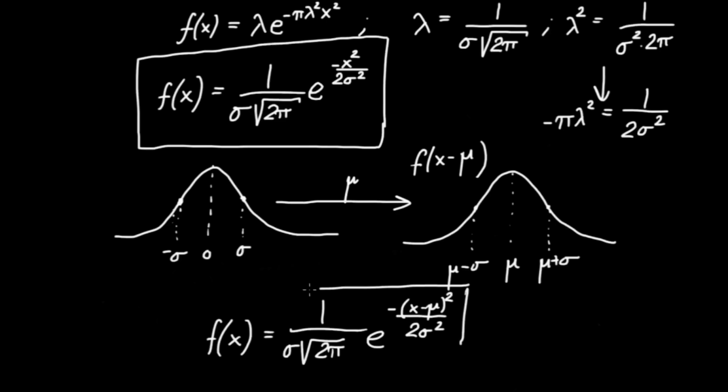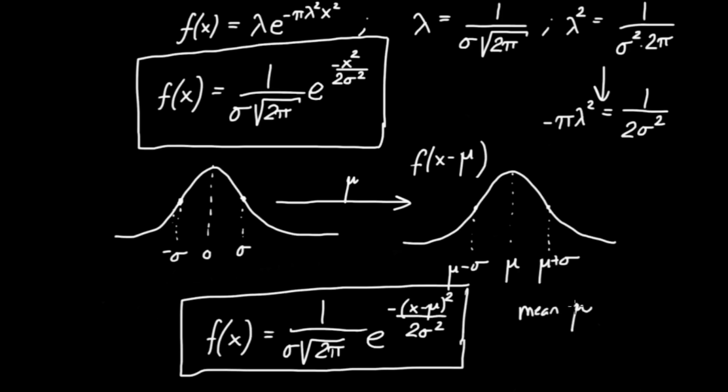So that's the most general. Those are the most general Gaussians with a mean of mu and a standard deviation of sigma. And once again, the integral of all of these, no matter what value you choose for mu or sigma, from minus infinity to infinity, has got to be 1. And that's all I have to say about Gaussians in this video.